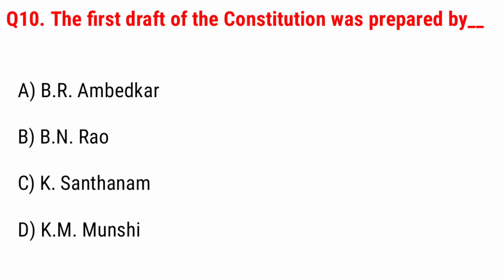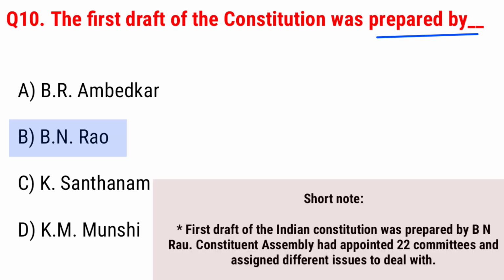Next question, the first draft of the Constitution was prepared by option A, B.R. Ambedkar, B. B.N. Rao, C. K. Santhanam, D. K.M. Munshi. Right answer will be the option B, B.N. Rao. Short note, the first draft of the Indian Constitution was prepared by B.N. Rao. The Constituent Assembly had appointed 22 committees and assigned different issues to deal with.